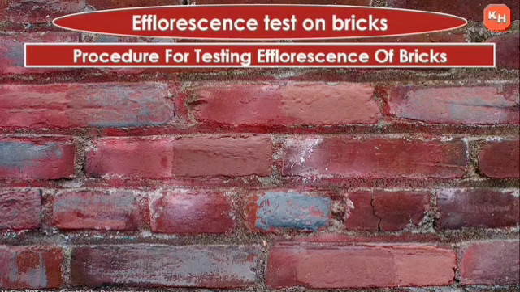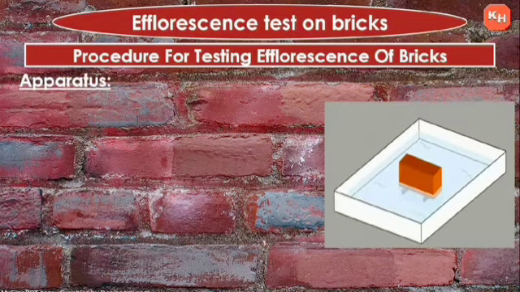Now we will see the procedure for testing efflorescence of bricks. First we see the apparatus. A shallow flat bottom dish containing sufficient distilled water to completely saturate the specimens. The dish shall be made of glass, porcelain or glazed stoneware, and of size 180 mm by 150 mm by 40 mm depth for square shaped, and 200 mm diameter by 40 mm depth for cylindrical shape. Distilled water and brick specimens.